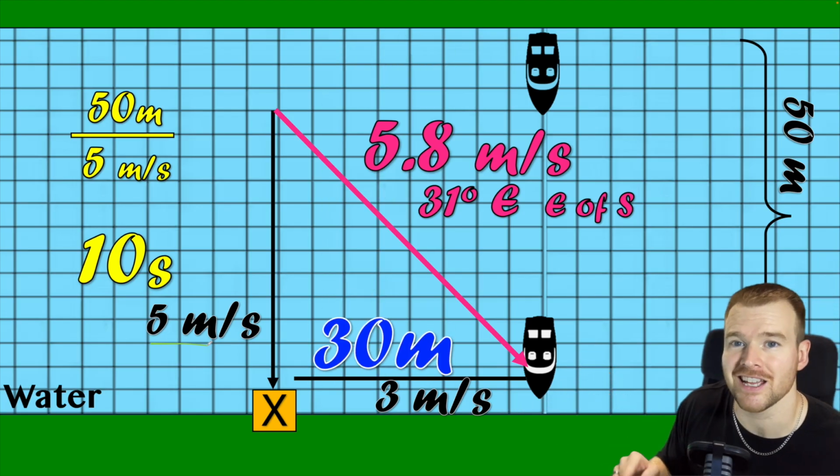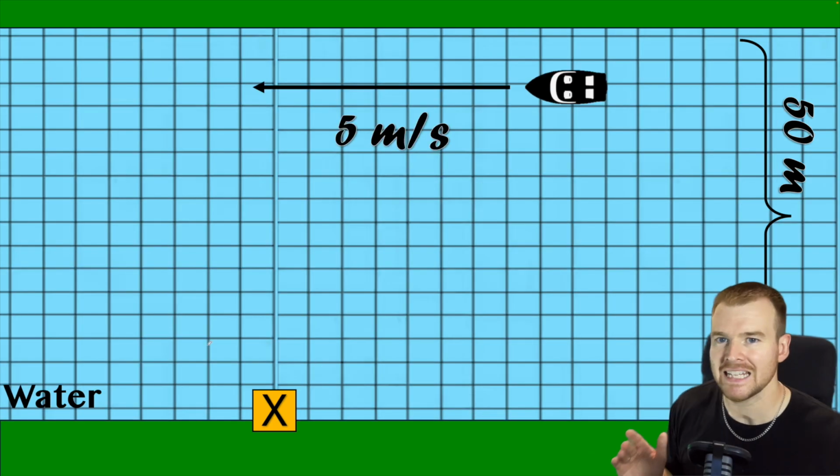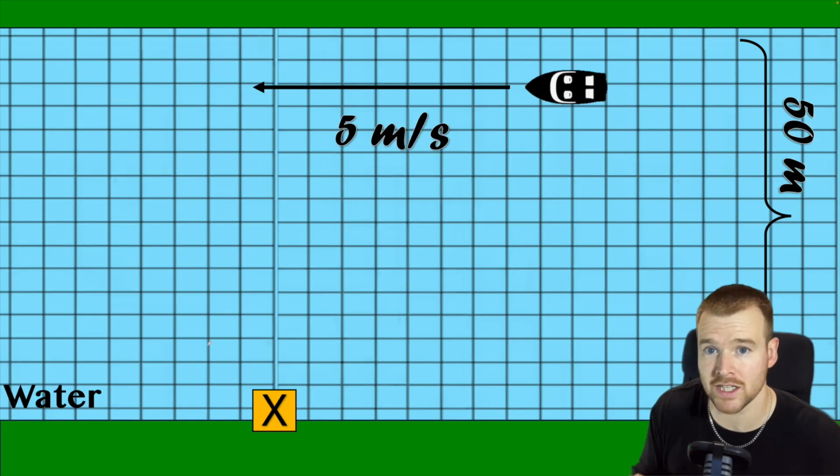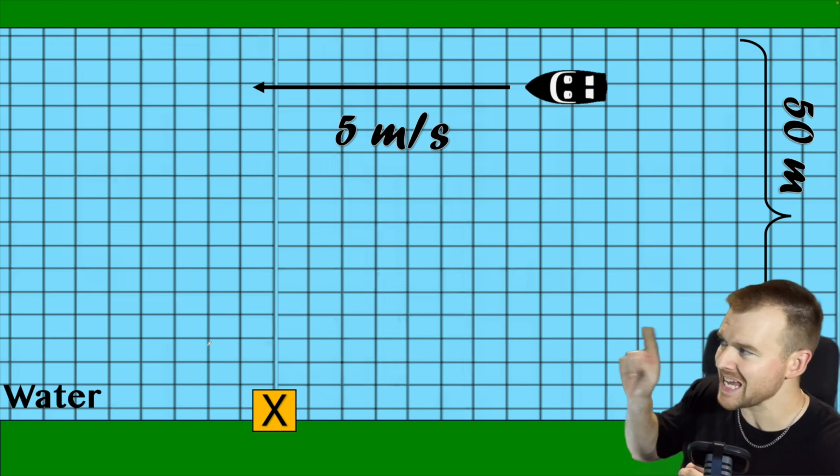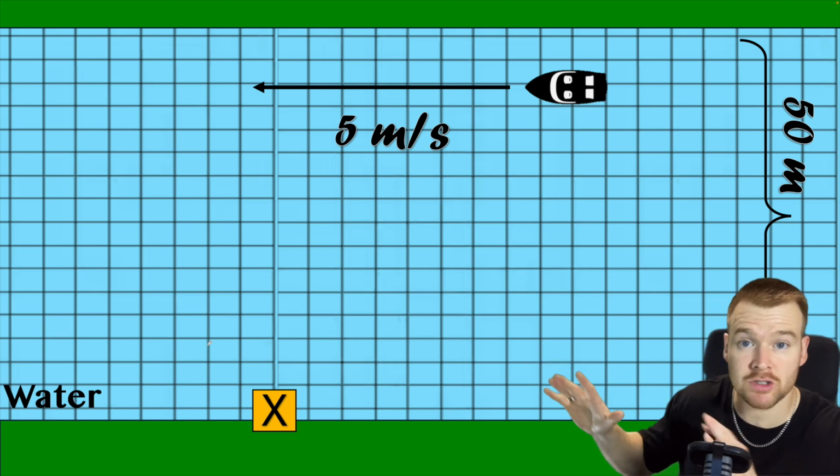3 meters per second times 10 seconds. Now we're going to look at what's going to happen if you want to reach the dock. But instead of just jumping to that, let's try a couple ones where we're moving in the direction of the water. So first of all, we're in a still lake.